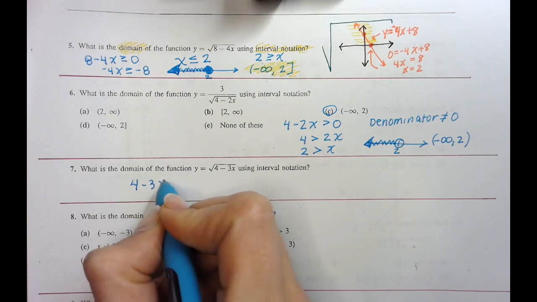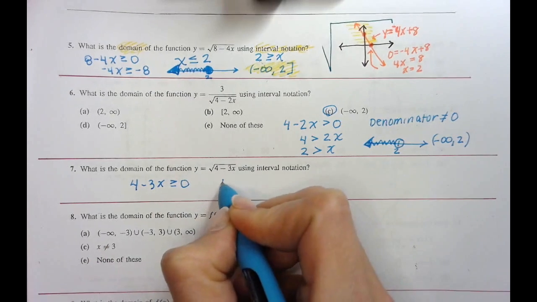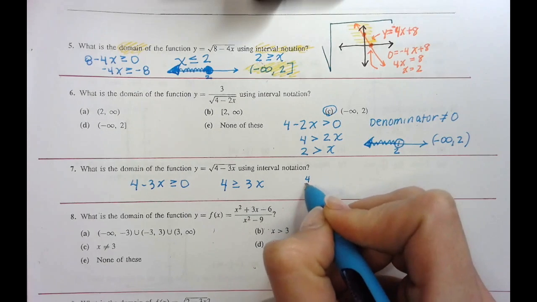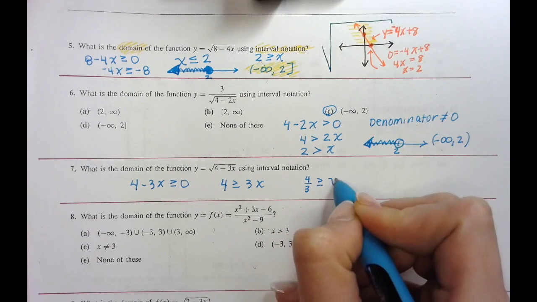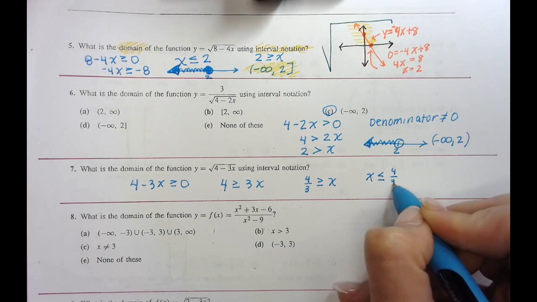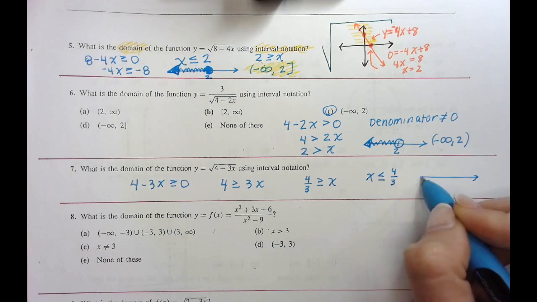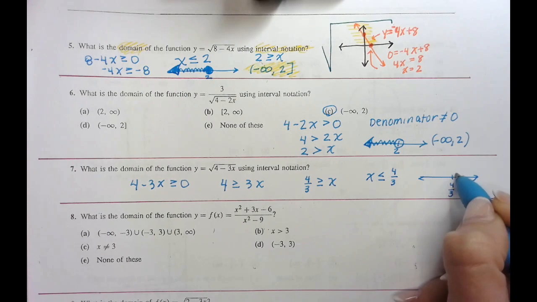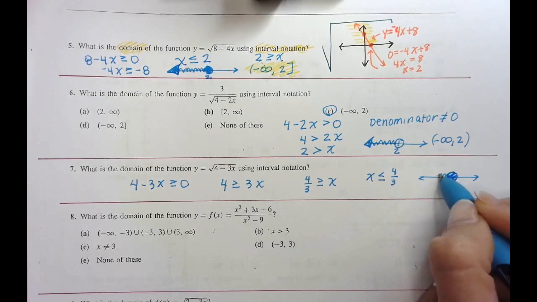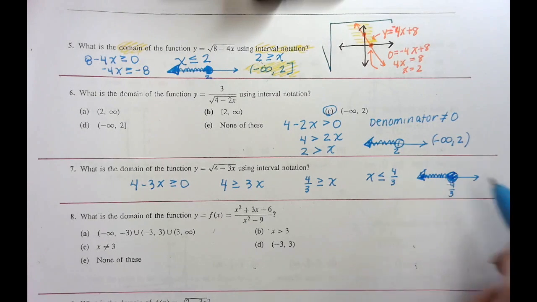So 4 minus 3x is greater than or equal to 0. 4 is greater than or equal to 3x. That means 4/3 is greater than or equal to x, which also reads as x is less than or equal to 4/3. Number line, here's my 4/3. Fractions are our friends. Let's not use decimals, thanks. There's my 4/3. It could be included. And then we go this way right over here, and we're good to go.